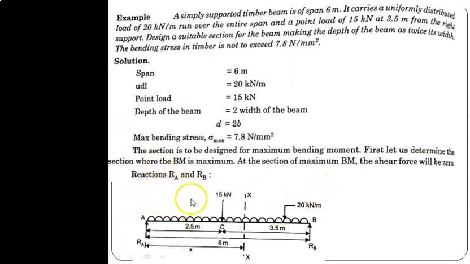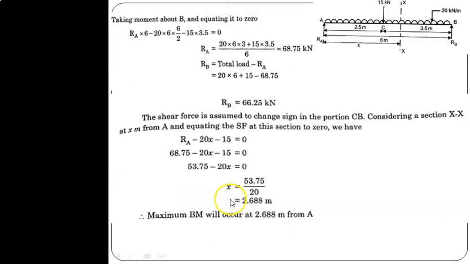As usual, first we find the reactions Ra and Rb, in which we just formulate the equilibrium equation taking moment about B, sigma Mb equal to 0. Therefore Ra into 6, since it is clockwise, plus; and minus 20 into 6 into 6 by 2, this is moment due to external load, and it is anti-clockwise, therefore minus; and minus 15 into 3.5, this is moment due to point load with respect to B. Finally Ra we just obtained is 68.5. Rb is equal to total load minus Ra, it is 66.25.